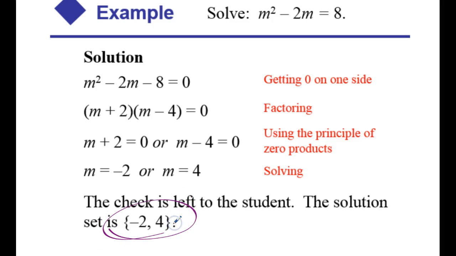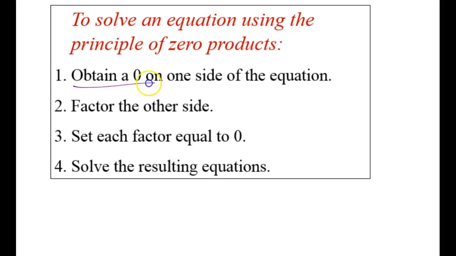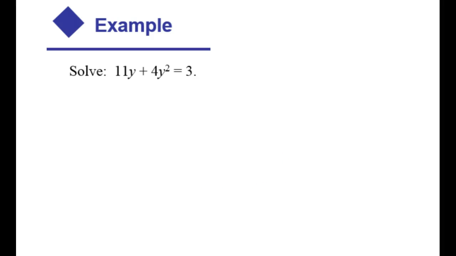You can put this in solution set form, practice drawing those little squigglies. Oops, looks like I'm pretty bad at the squigglies too. Solution set notation. So obtain a 0 on one side, factor it, and then we're going to set each factor equal to 0. So let's try it again.